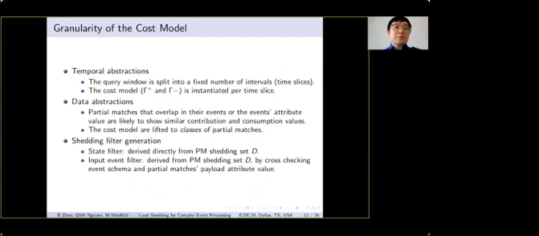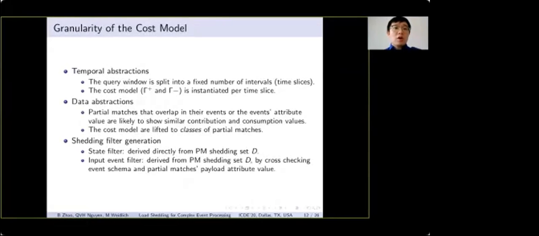For temporal abstractions, we divide the time window into several intervals or time slices. Consumptions and contributions are computed per time slice instead of per time point. Similarly, for data abstractions, we observe that partial matches of overlapped attribute values may have similar consumption and contribution values. Therefore, we lift the cost model to classes of partial matches instead of individuals.